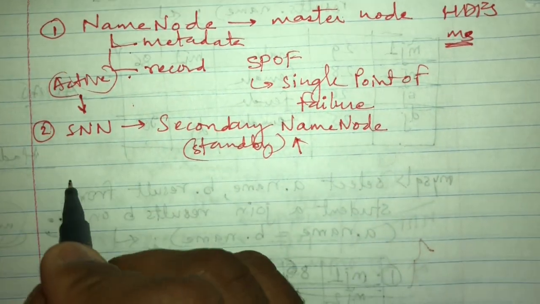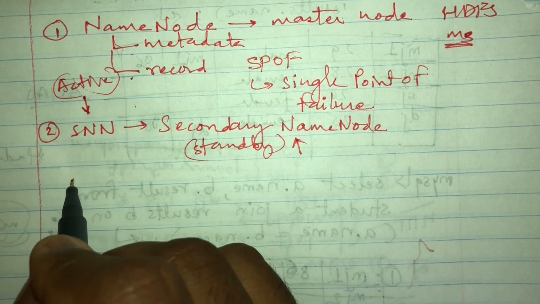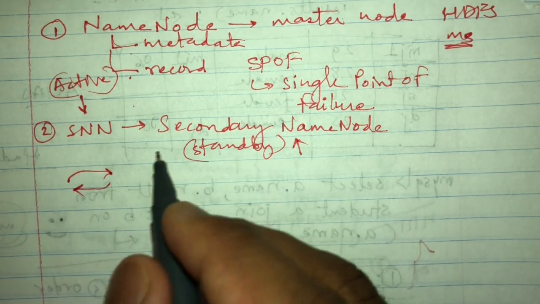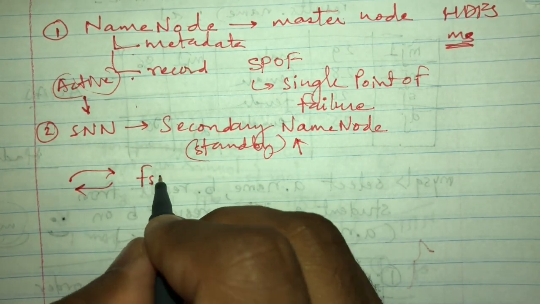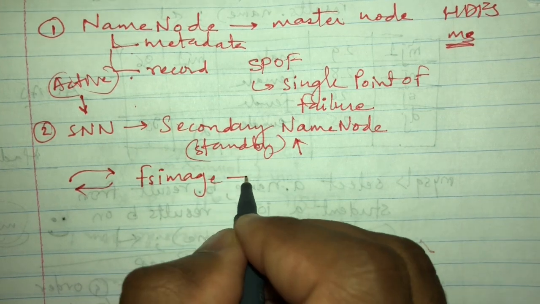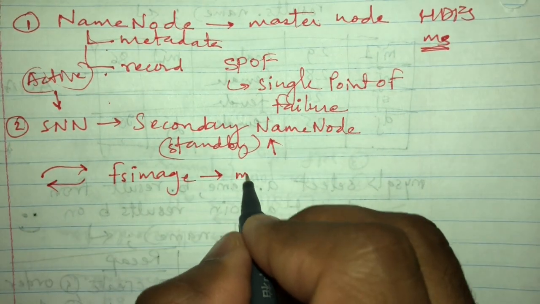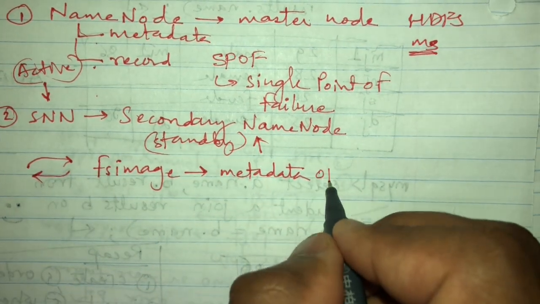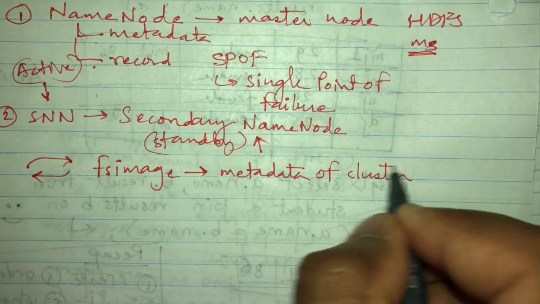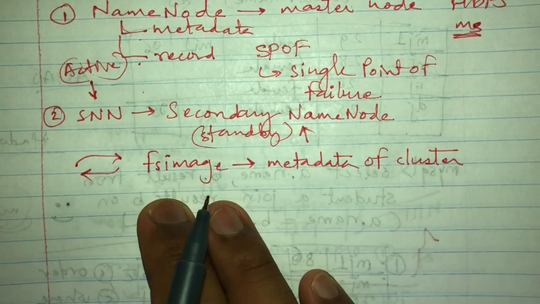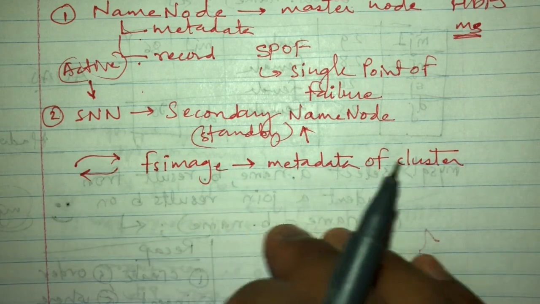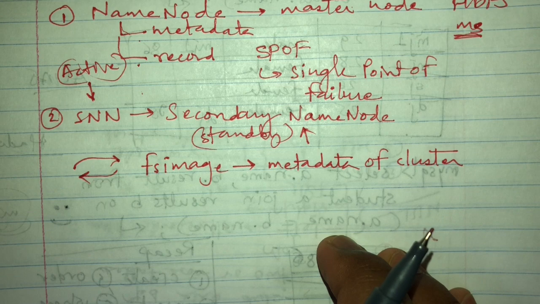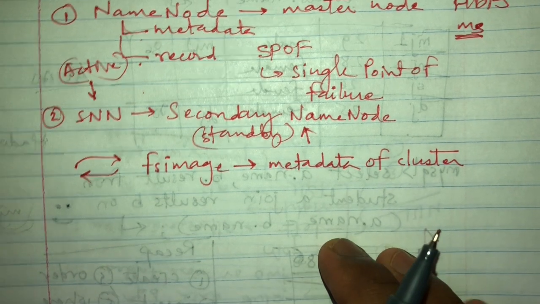So the next question is, how do they make sure that there is a smooth transition between name node and secondary name node? So they share a file that is called FS image. This file has the capabilities to store all the metadata information of the entire cluster. So I will write metadata of cluster, which means if you have access to FS image, that means you know which file is present in what data node, and which data node is running low on resources and whatnot.